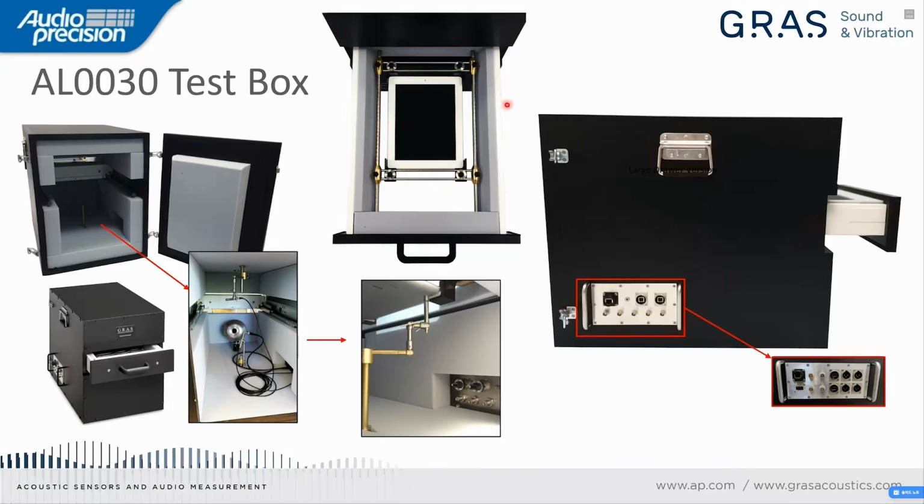And when we open the drawer, we can see that we have telescopic arms where we can place device under test holders. These holders can have different form factors to perfectly accommodate the shape and size of the device that we are testing. And on the side, we can see that we have a connector panel. This panel can be customized with different types of connectors, and it is used to interface whatever element is inside the AL30 with the analyzer or data acquisition system placed outside the test box.